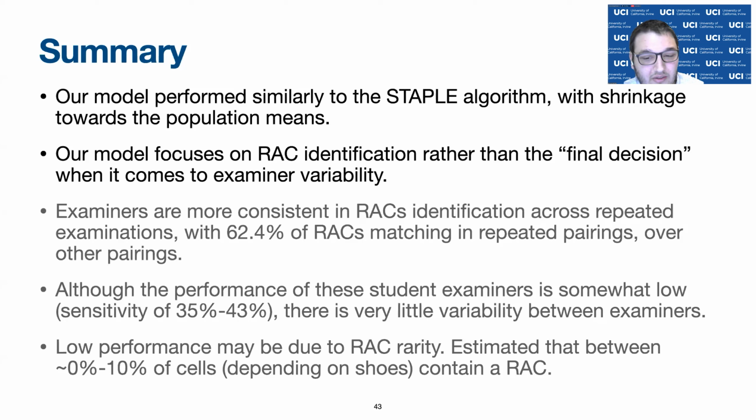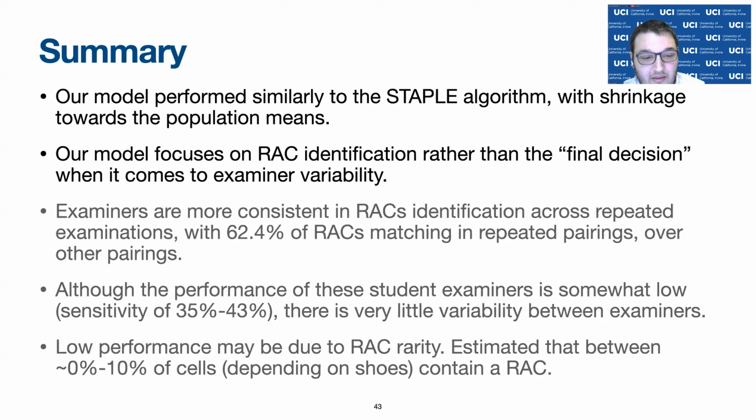We do see that student examiners perform somewhat low, 35 to 43% sensitivity, but there is very little variation between the examiners. Now, that was more evident in the variability parameters that we didn't really discuss here, but we also saw that the means were very similar to each other, even with the shrinkage towards the population mean.